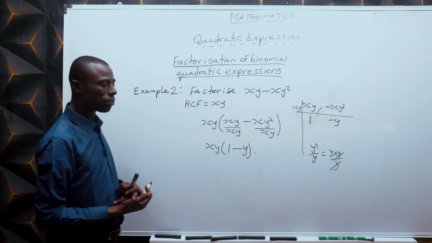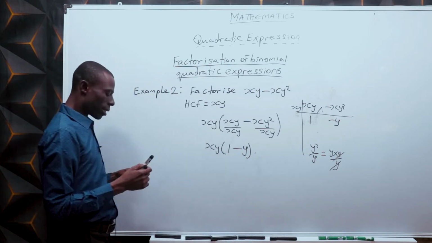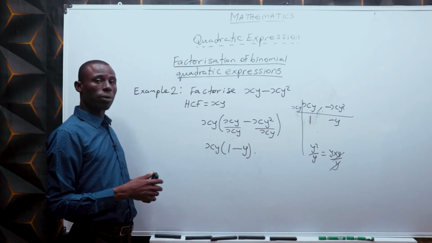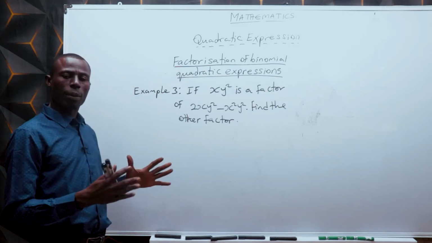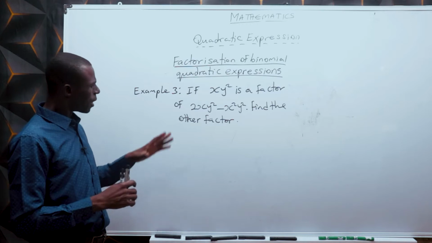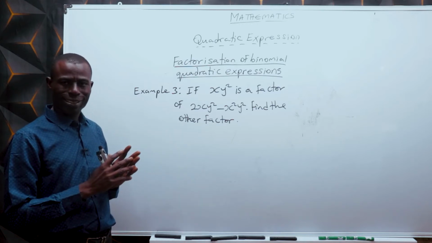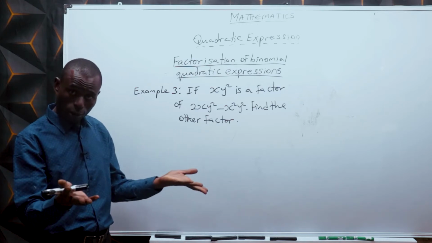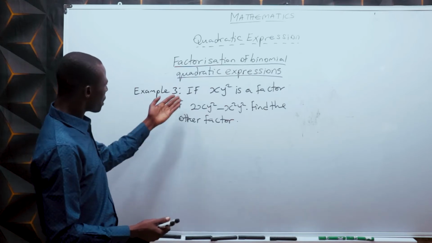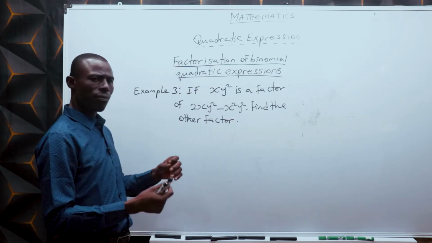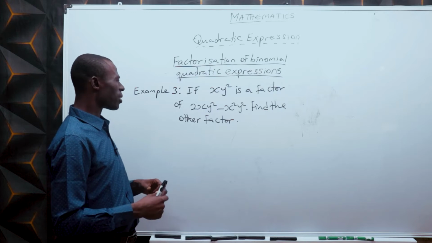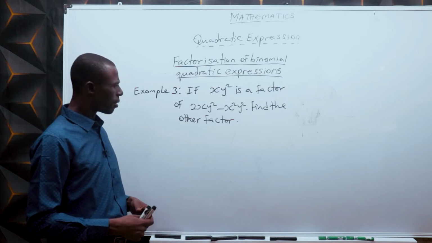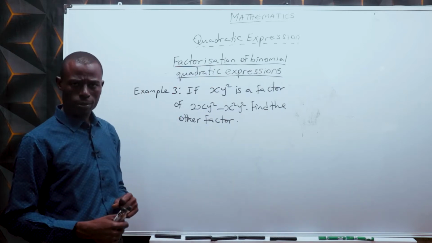I hope it is clear. So that is how to factorize that. Let's go to example 3. Let's consider this example 3. It's a bit different in format, but it's just a twist of what you have already known. If xy square is a factor of 2xy square minus x square y square, find the other factor.